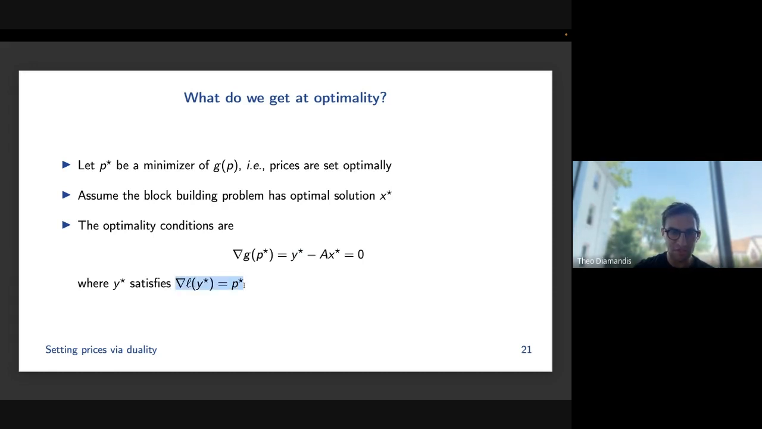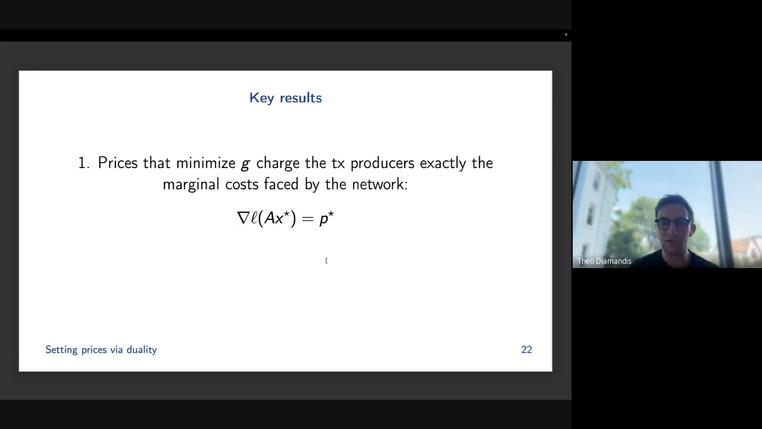Then let's look at this condition real quick here. So this says that the gradient of the loss function evaluated at Y star is equal to the optimal prices P. If we substitute back in, we know that Y star is equal to AX star. And so the interpretation of this then is that the prices that minimize G, so that minimize the dual function, charge the transaction producers exactly the marginal costs faced by the network. So the marginal costs faced by the network are just the first derivative, or the gradient, of the loss function. And that's exactly equal to P star, the optimal prices.